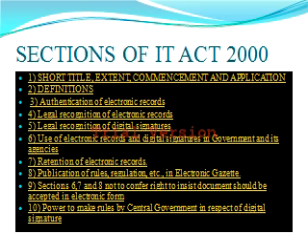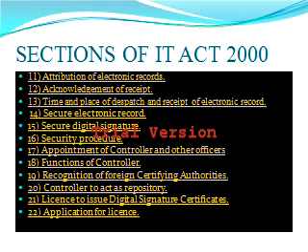Sections 6, 7 and 8. Not to confer right to insist that documents should be accepted in electronic form. Power to make rules by the central government in respect of digital signature. Attribution of electronic records, acknowledgement of receipt, time and place of dispatch and receipt of electronic records.